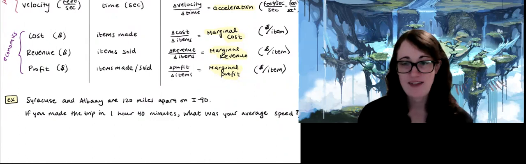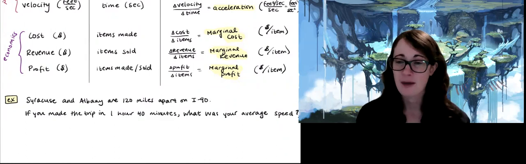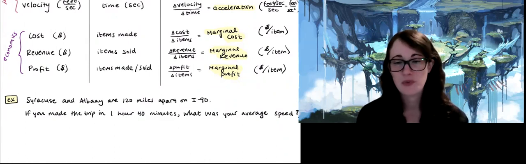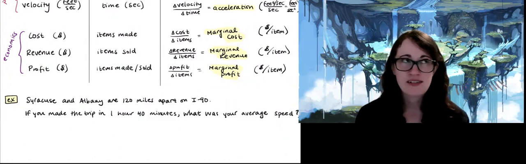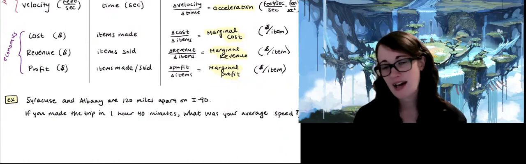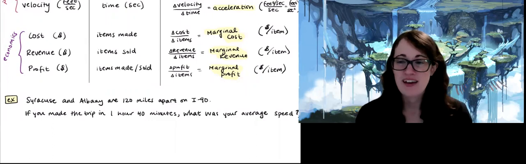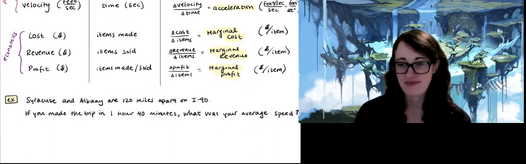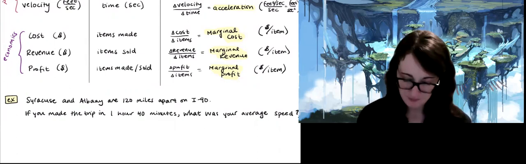So if you're driving, say, from Syracuse to Albany, they are 120 miles apart on I-90. If you were to make the trip in 1 hour and 40 minutes, of course, you are going different speeds at different times. You might speed up to pass somebody, you might slow down to go the speed limit again, you might even stop at a rest stop. But there is some kind of average speed that you were going. And so this is where your average rate of change would come in.